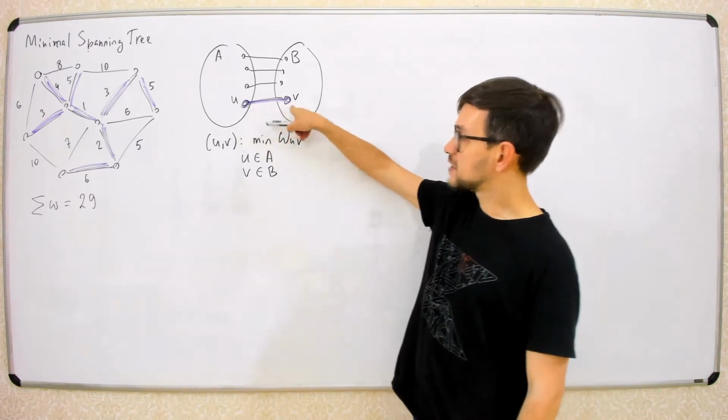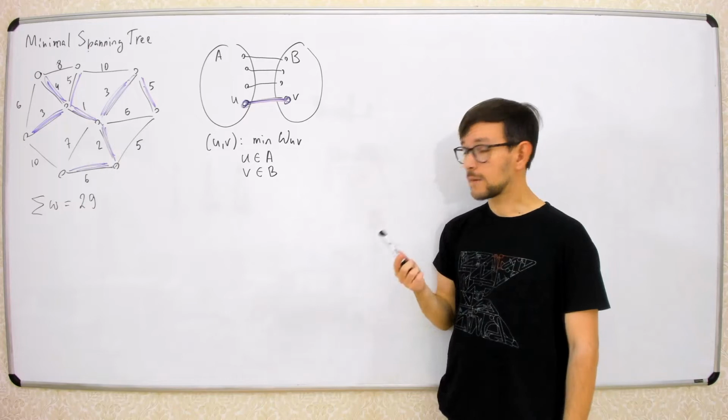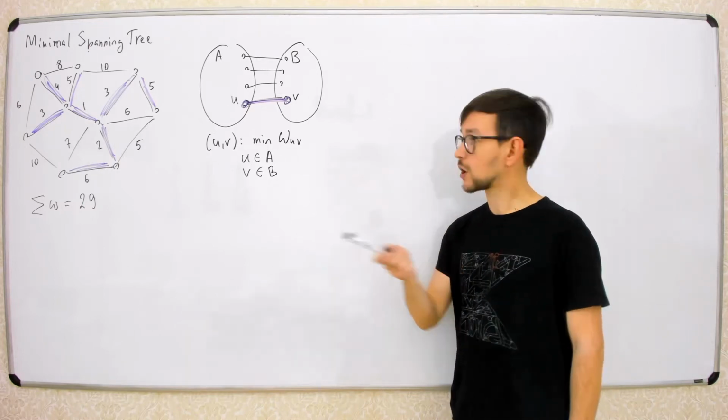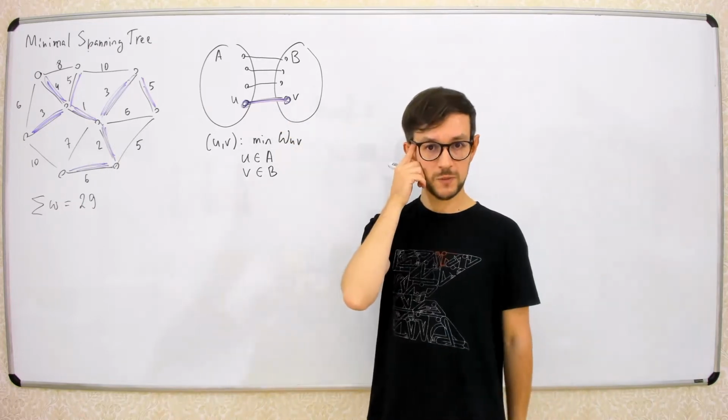So, let's find this minimal edge. Now, the lemma is very simple. If you have this edge, it should belong to some minimal spanning tree.